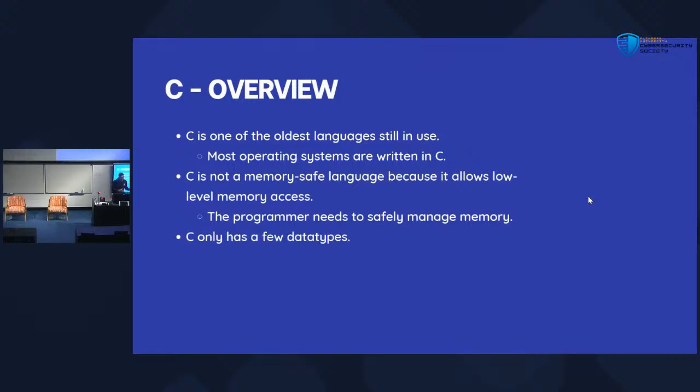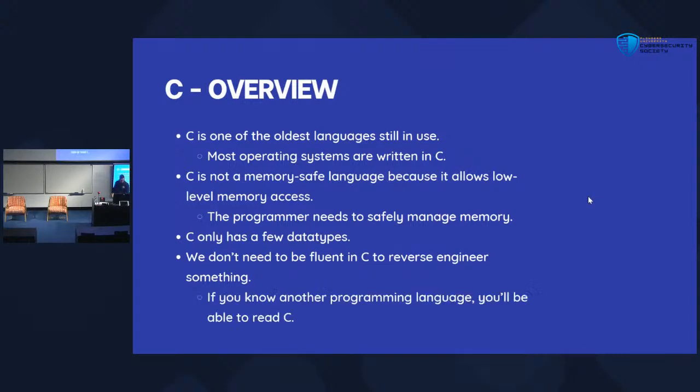C only has a few data types. It's a really simple language, and we don't actually need to be fluent in C to reverse engineer. Most of the time as we're reverse engineering, we'll be looking at code that's in C, but we don't need to read C. We just need to know a few keywords and how C looks, and we'll be able to figure out what the code's doing. So if you know another programming language, C is no problem for you. If you've done Java, then C is very similar. If you've done Python, you'll get the hang of it, but a few things are slightly more different.